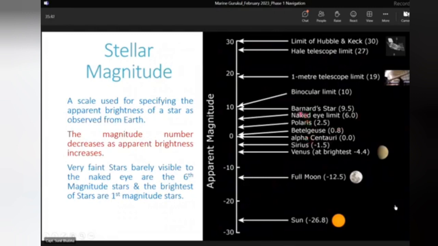Now, if you go a little further, if you use a binocular to observe the sky, you would be able to see the stars having a stellar magnitude up to 10. If you have a 1-meter telescope, it can help you to see the stars up to a stellar magnitude of 19. Then another important telescope which we have, the Hale telescope, can see the objects having a stellar magnitude of 27. And the most powerful telescopes which we have, the Hubble telescope and the Keck telescope, can help you to see celestial objects with a stellar magnitude number 30. So a diagram giving us a comparison of the brightness as well as the stellar magnitude of different celestial bodies.